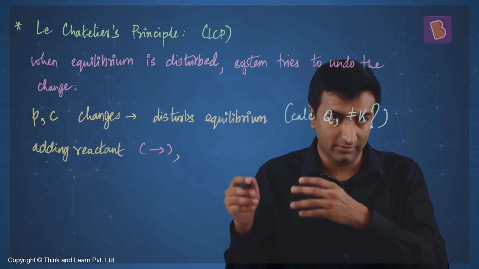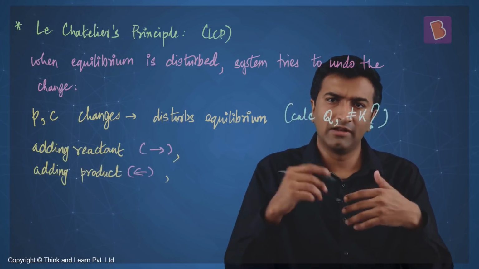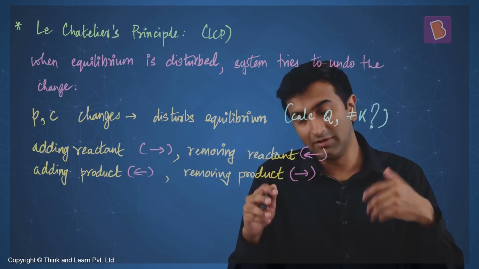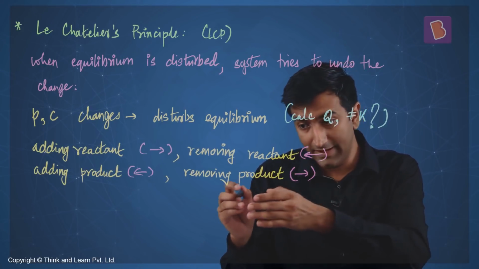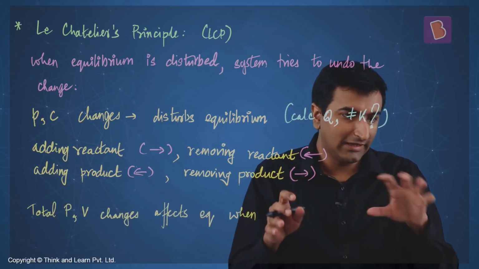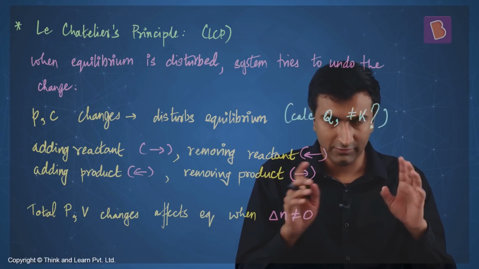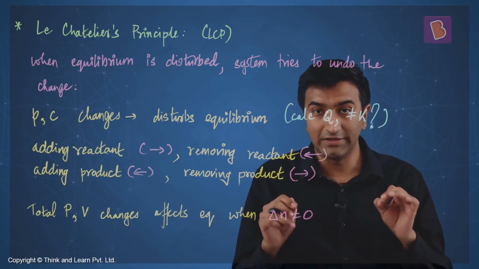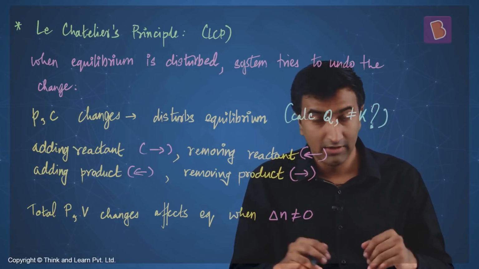Adding a reactant makes the reaction go forward. Adding a product makes the reaction go backward. Similarly, by removing or adding products and reactants, you can figure out directions. What's next is that a change in total pressure or volume affects the equilibrium only if delta n, the gaseous number of moles, products minus reactants, is not equal to 0. If that's not equal to 0, only then is a shift in equilibrium expected, otherwise it's not.